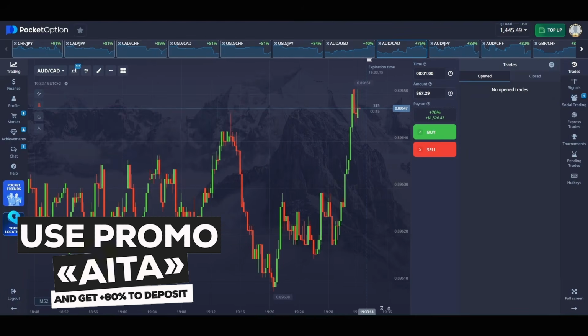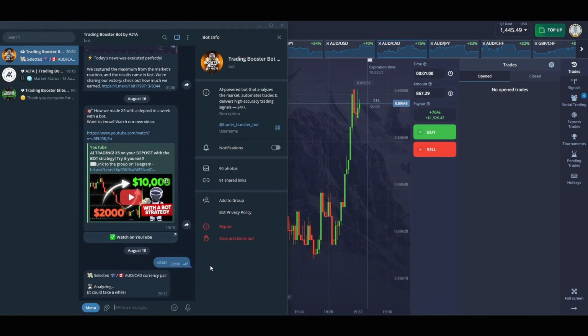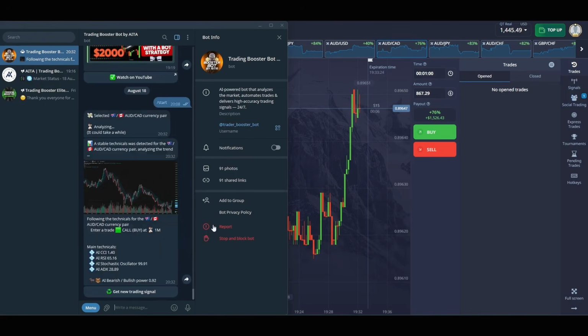I'm choosing this currency pair. The trade time is also 1 minute. Yeah, the payout here is 76%, but still, I can easily work even with that payout. I'm opening my trade to buy for a whole $860.